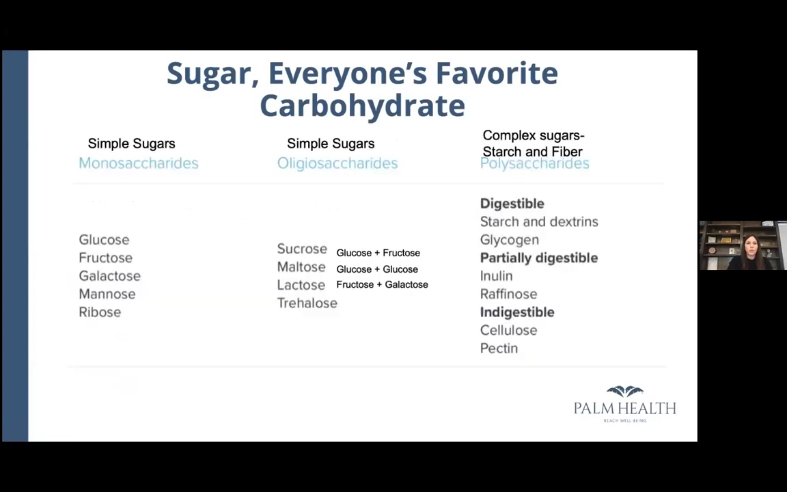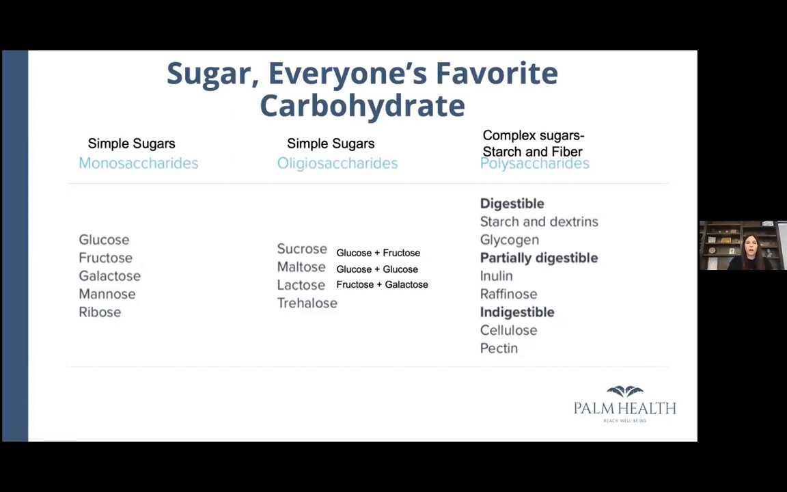We hear about sugars all the time. Simple monosaccharides, which is one unit of sugar, mono being one and saccharide being a unit of sugar, are things like glucose, fructose, galactose, mannose, and ribose. Those come together, and glucose and fructose form sucrose, or fructose and galactose form lactose. Then you can get even longer chains of these molecules, and those start becoming complex carbohydrates, or starches or fibers, as we refer to them.